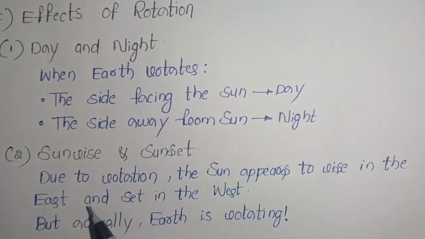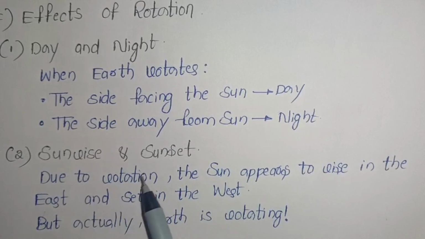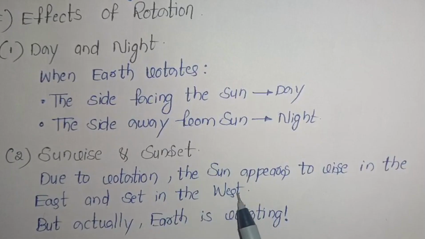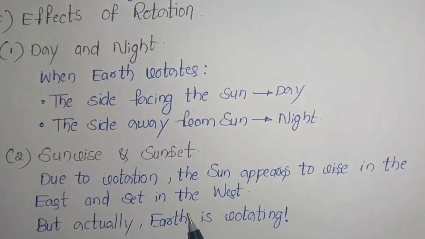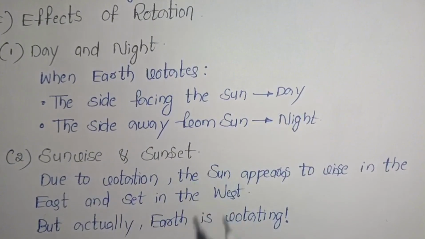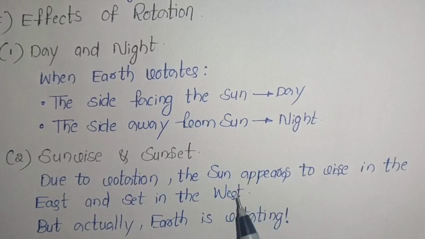Now let's discuss another effect of the rotation: sunrise and sunset. The sun appears to rise in the east and set in the west, but actually the earth is rotating. In simple words, sunrise and sunset occur due to the earth's rotation.